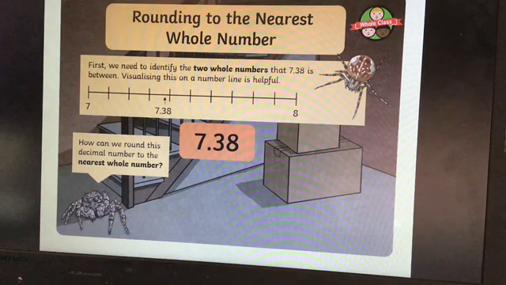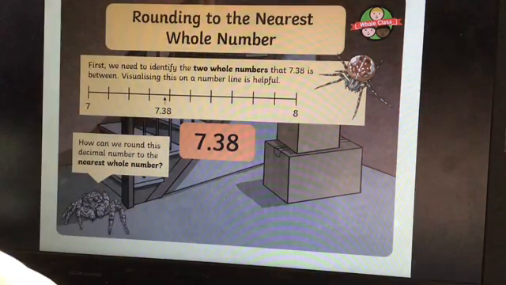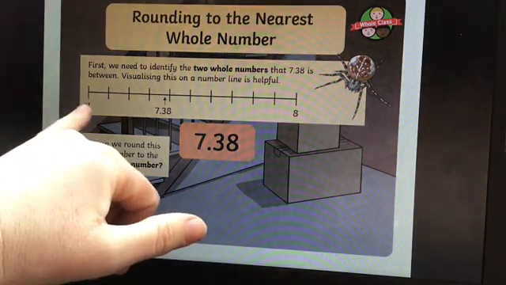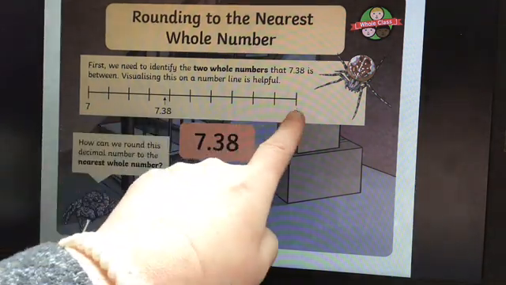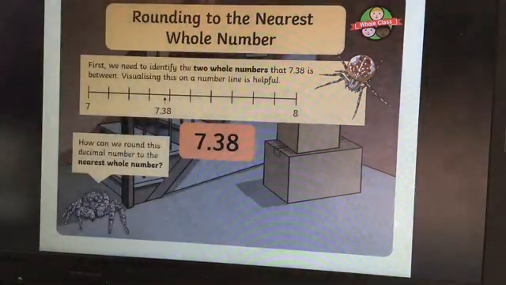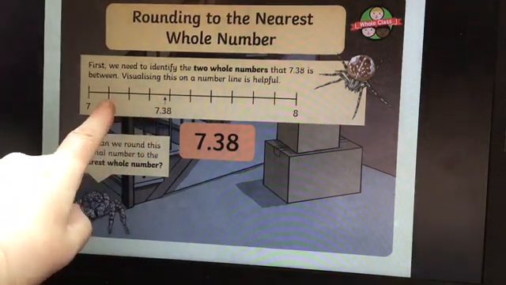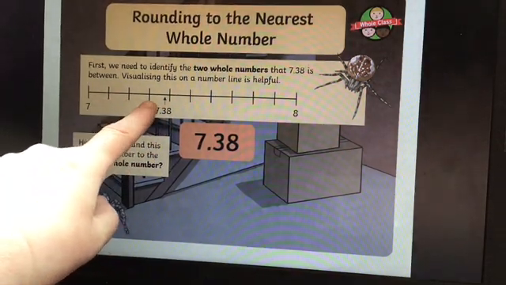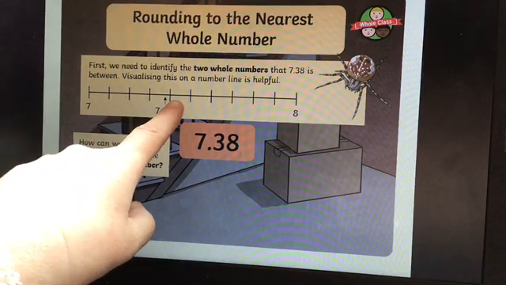In order to start, I'm going to use a number line to visualise where 7.38 appears on the number line. And I know that it's between 7 and 8. If I were to write 7.38 on the number line, this is where it would go. I've got 7.1, 7.2, 7.3, and here's 7.38, just below 7.4.